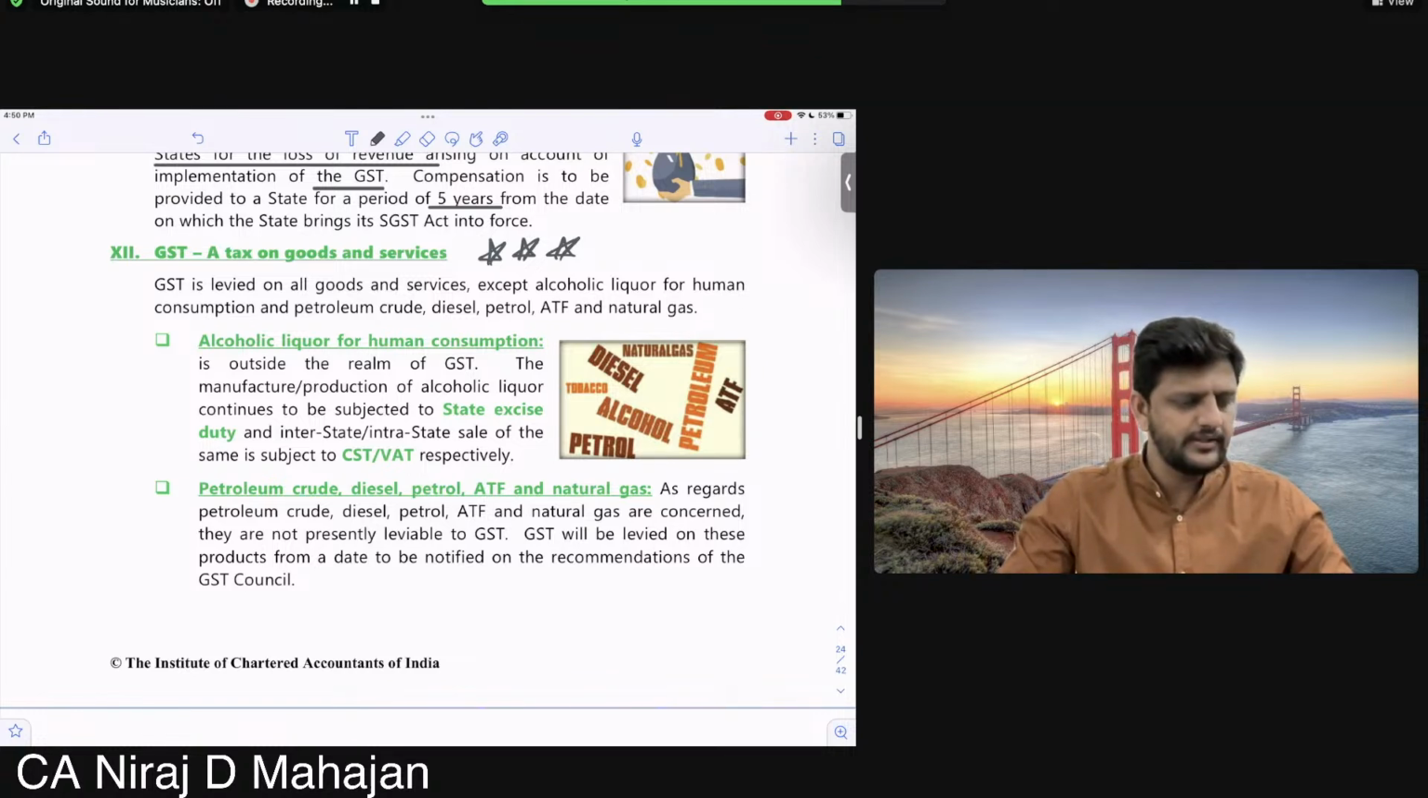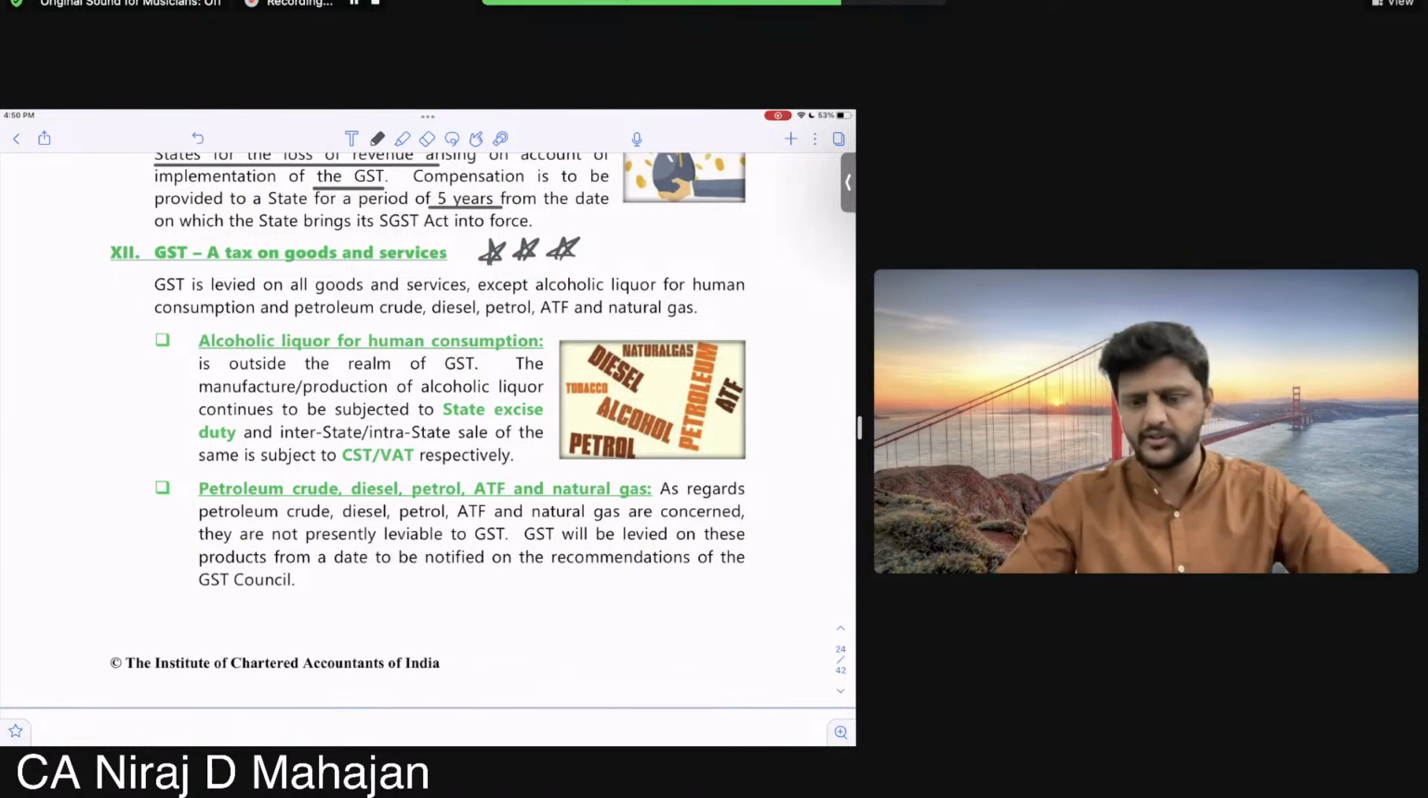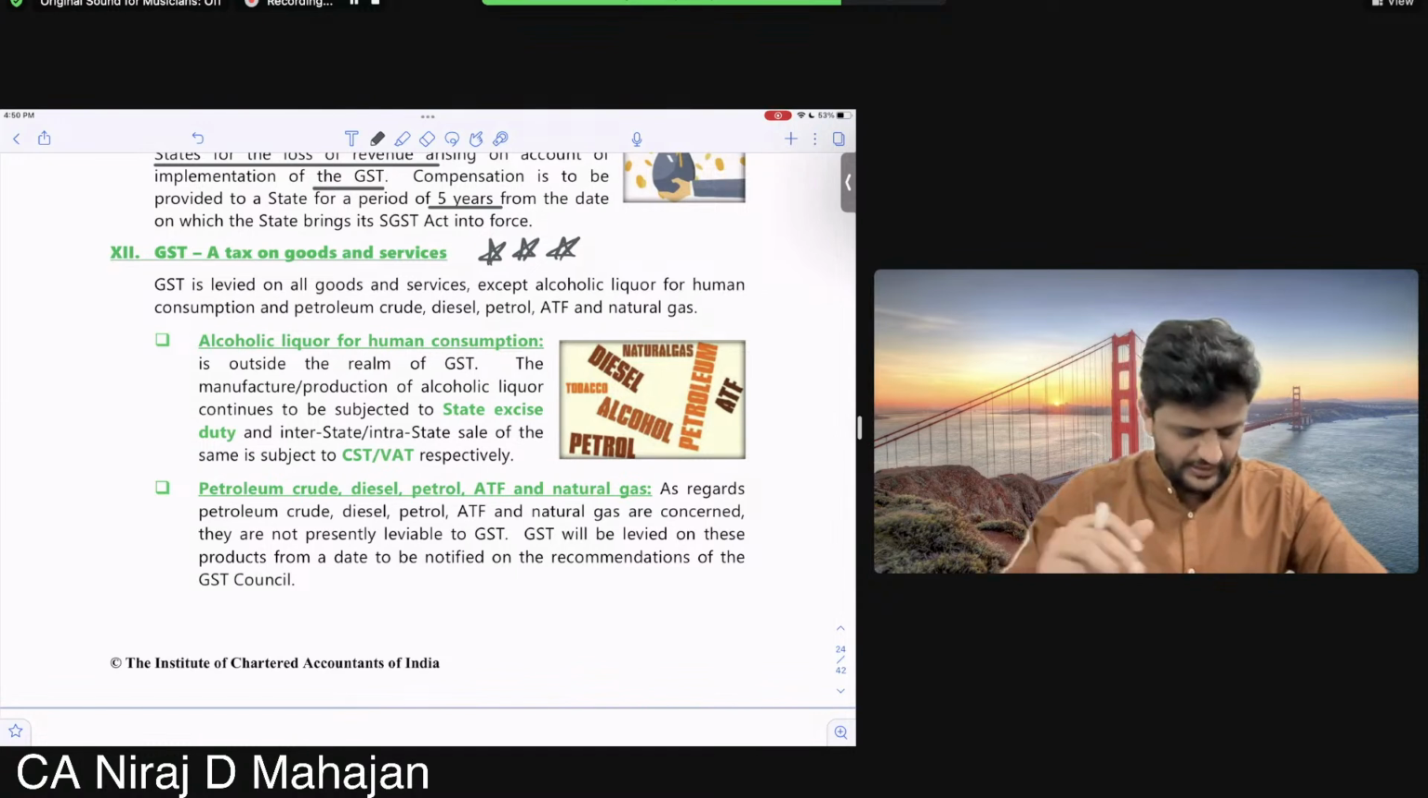But the government is not doing that. Why? Because of loss of revenue. Revenue means income for the government. So, let's go ahead, everybody. Pay attention.